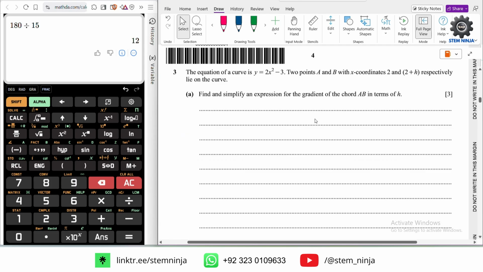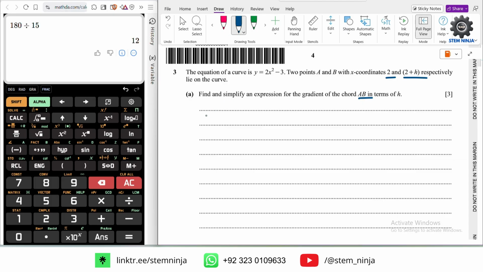Question number 3. The equation of the curve is y is equal to 2x squared minus 3. 2 points A and B with x coordinates 2 and 2 plus h respectively lie on the curve. Find and simplify an expression for the gradient of the chord AB in terms of h.